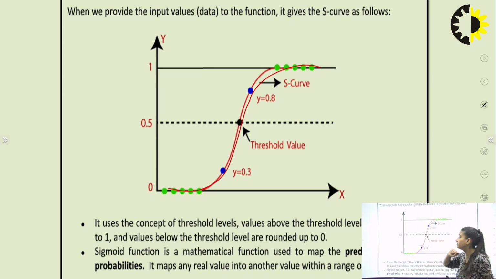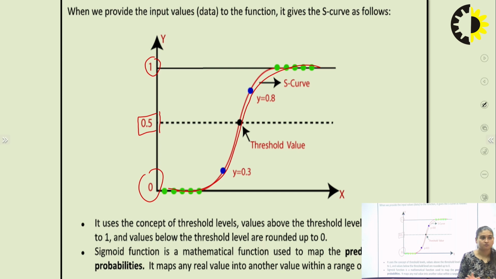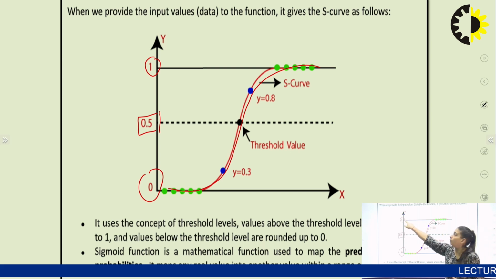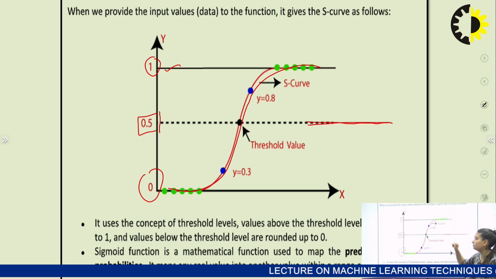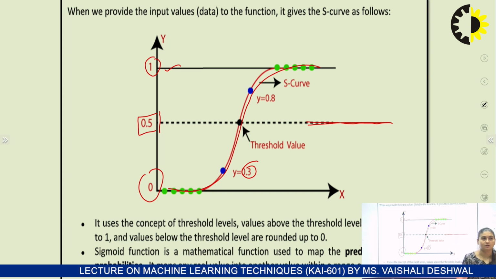So here we have two categories, one is 0 and the other one is 1, and in the middle we have 0.5. It uses the concept of this threshold, and the values above the threshold level are rounded up to 1, and the values below the threshold level, which is 0.5, are rounded down. If we get something like 0.3, it is rounded to 0. And if we get 0.8, then it is rounded up to 1.